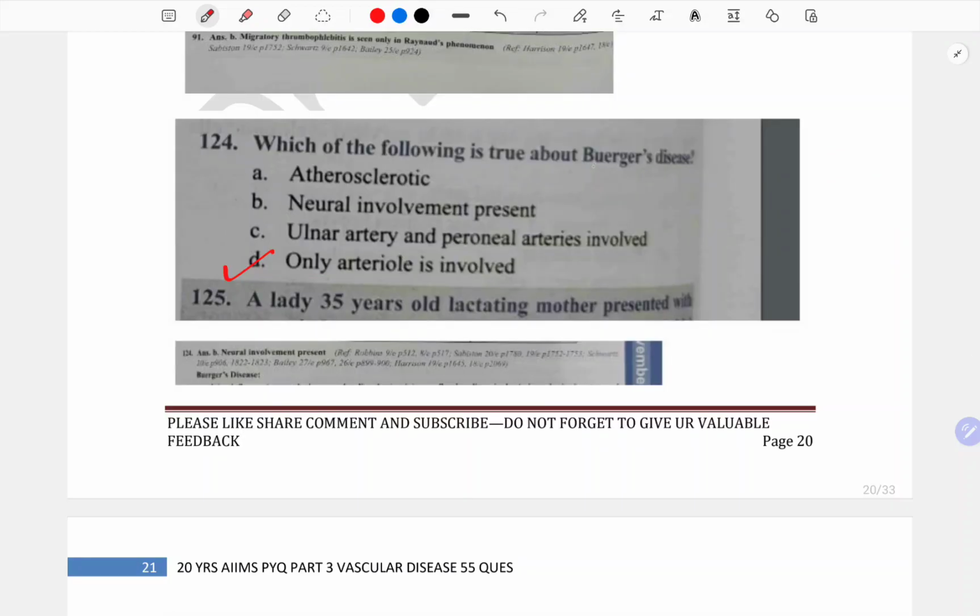Next, which of the following is true about Buerger's disease? See, atherosclerotic, yes, it can be, because all of the peripheral vascular disease also occurs because of atherosclerosis. Sorry, here the question will be what is false about Buerger's. Okay. Then neural involvement is present. I just now told you, yes. Ulnar artery and peroneal artery, I told you medium and small. So these are medium and small. And only arterial, this is a wrong statement.